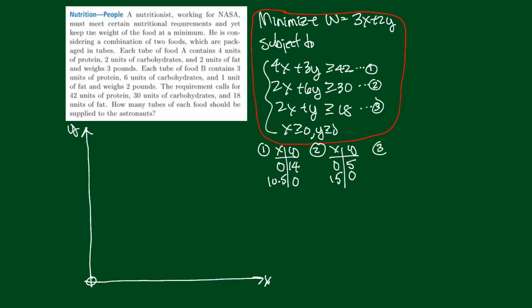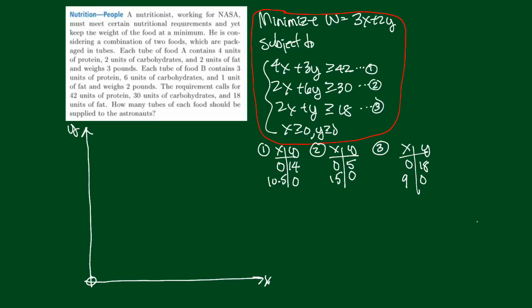And then for number 3, we're going to have 3 lines here, x and y. So when x is 0, put that 0 in here. You get y is 18. And when you put the 0 in for y, you get 2x is 18, so divide by 2, x is 9. All right, so let's try to graph these lines.